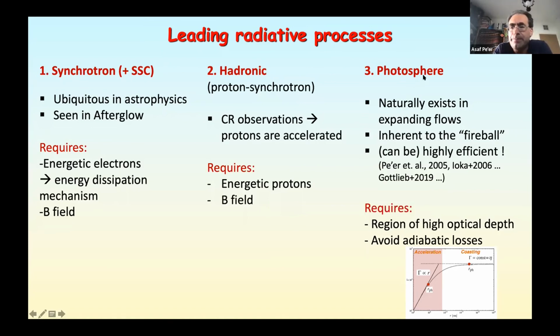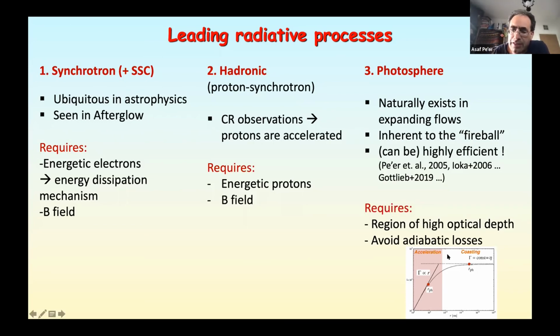Now for the photosphere, the advantage is that it naturally exists in expanding flows, and it's an inherent part of the fireball model. And the third advantage is that it can be extremely highly efficient. It can solve the efficiency problem. And this is something which we noted like 15 years ago or so with some papers. And recently it's also been getting a lot of attention in the news, I would say. The requirements are essentially that there is a region of high enough optical depth to enable thermalization. And in addition, that we want to avoid adiabatic losses, which will reduce the signal.